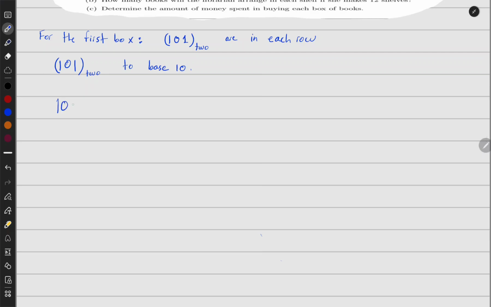So therefore this will be 101 base 2. It is equivalent to, in base 10, 1 times 2 to power 2 plus, since it's base 2, 0 times 2 to power 1 plus 1 times 2 to power 0.